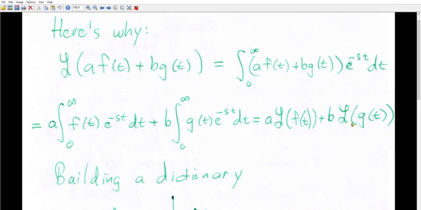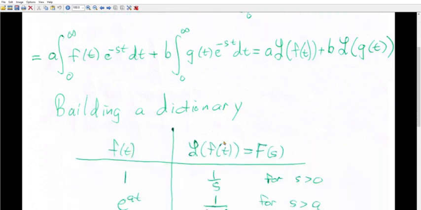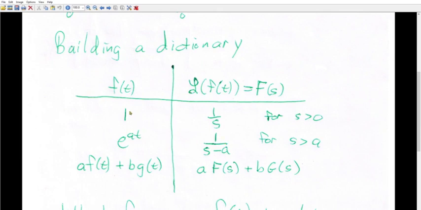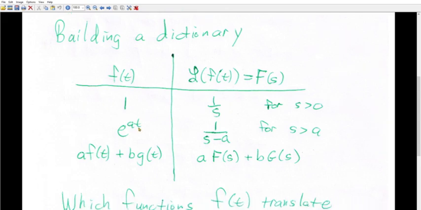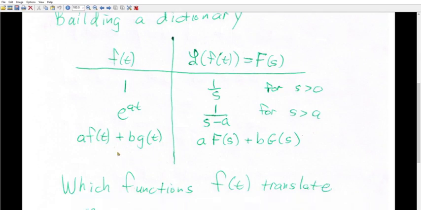So one of the things we want to do, thinking about this now as we're moving from a T language to an S language, is build a dictionary. Okay, what do words in T translate to in S? So here are things that we already know. 1 in T language is 1 over s in S language. e to the at in T language is 1 over s minus a in S language. And we know that if we take a linear combination of things in T language, we get that same linear combination of their translations in S language.